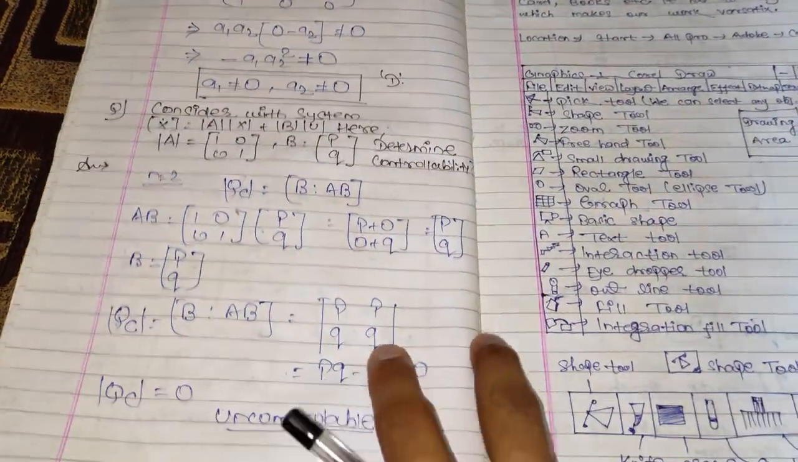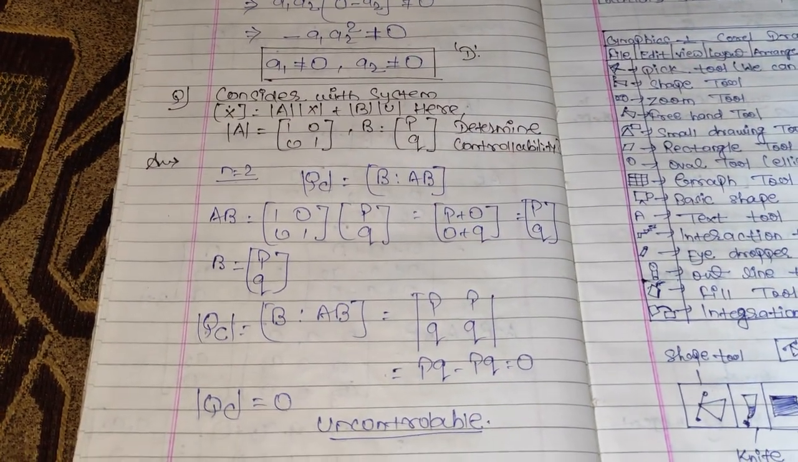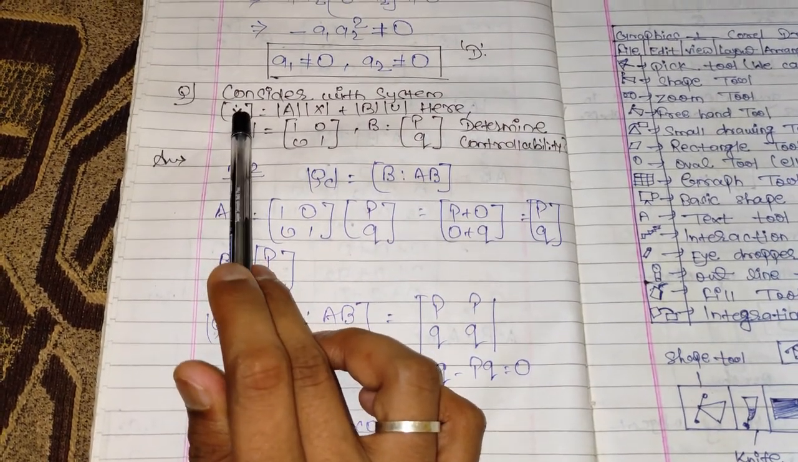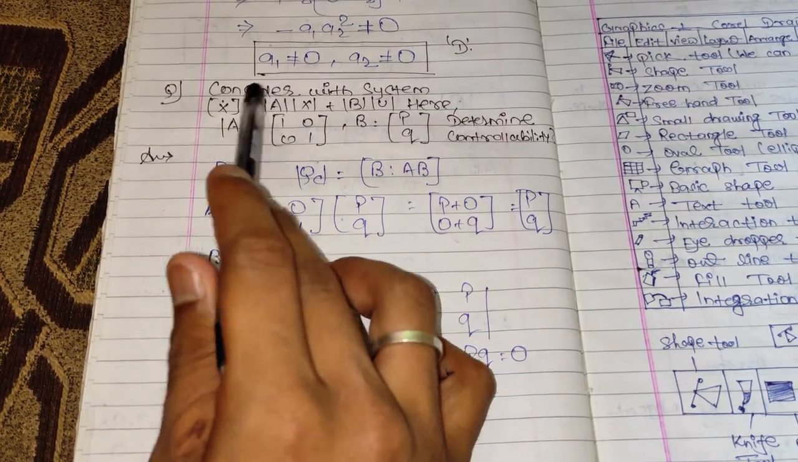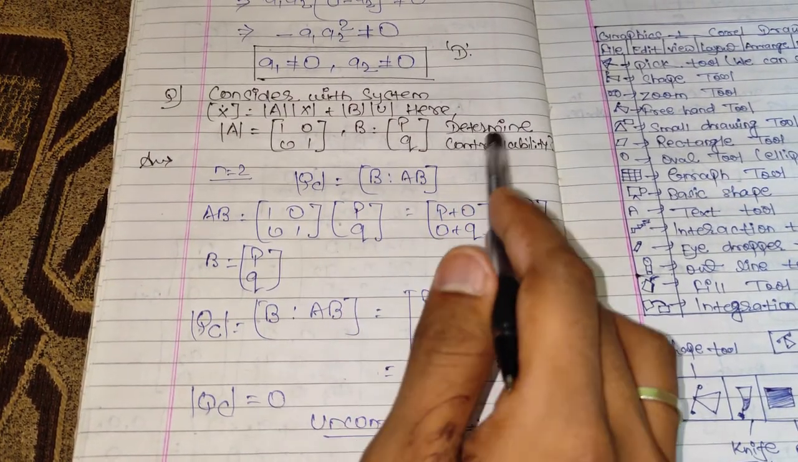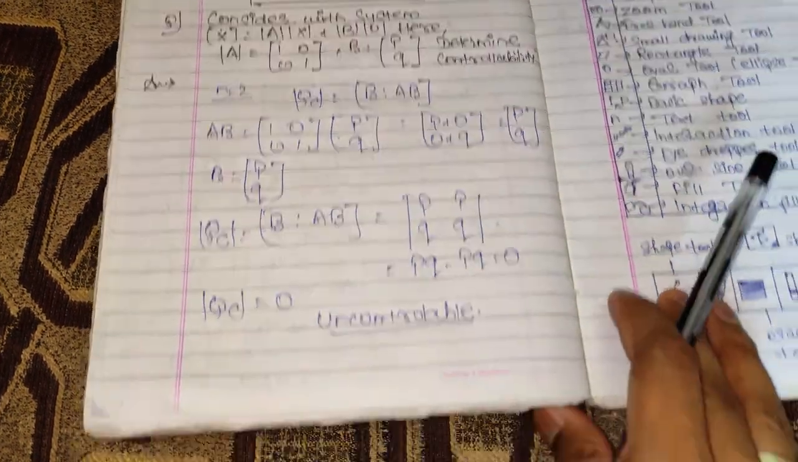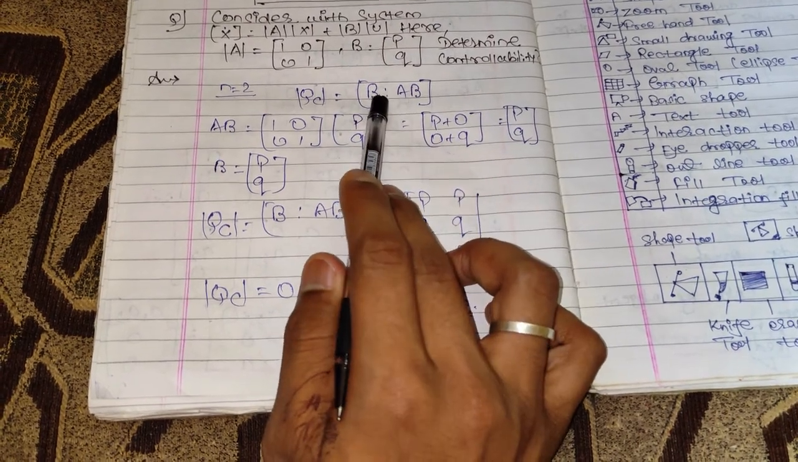Now we will see another example of this. Consider a system given like this, like our standard representation, x differential equals A x plus B u. Here A and B are given. Then we find the controllability. We have A and B already, two variables. Then we go to find the controllability as B, AB. We have B, we have A.